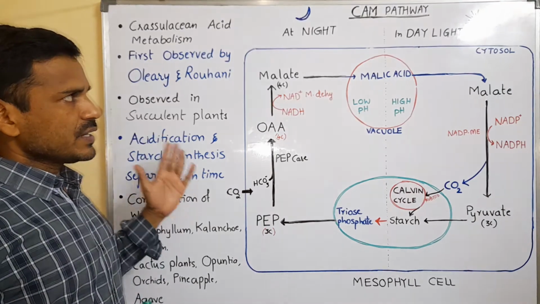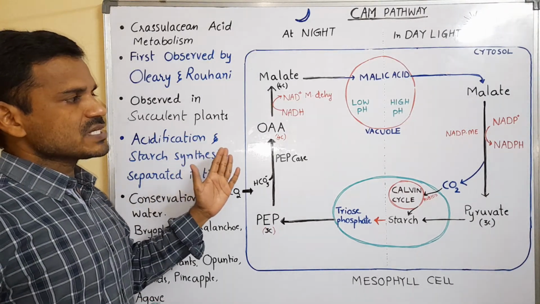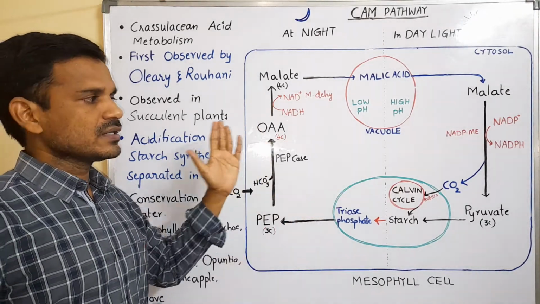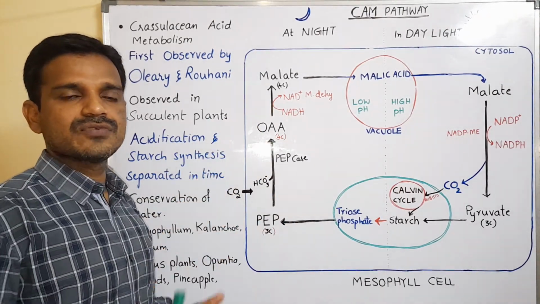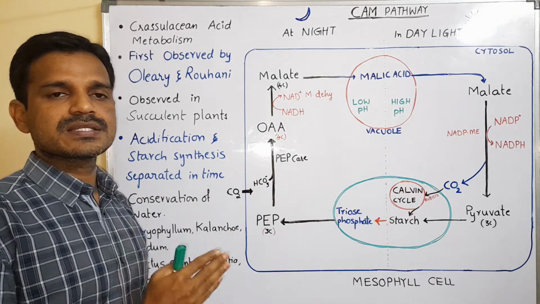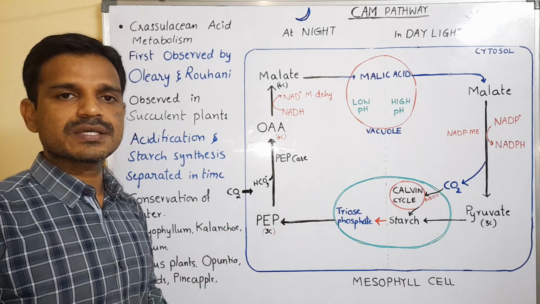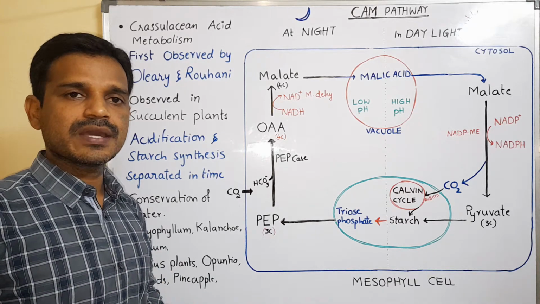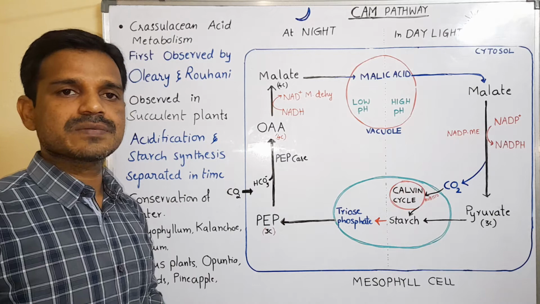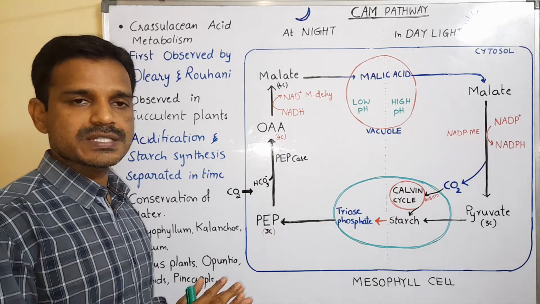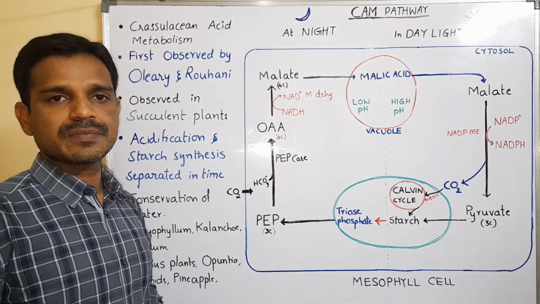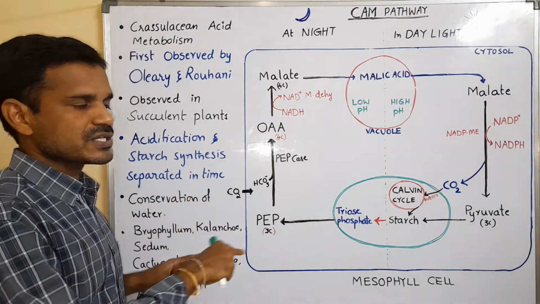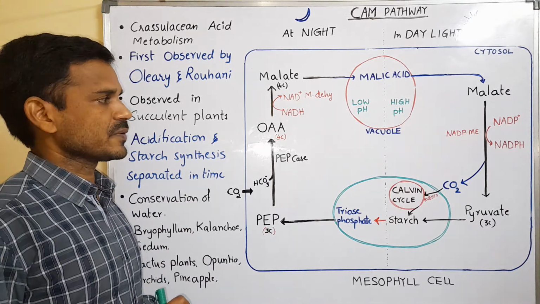So in the CAM pathway, the reactions take place in the night time and daytime. Here the reactions are the same as in C4 plants, but the difference is that in C4 plants the reactions take place in the mesophyll cell and bundle sheath cell. In C4 plants, Kranz anatomy and chloroplast dimorphism is present. But here there is no chloroplast dimorphism and no Kranz anatomy, only mesophyll cells are involved. So the complete reactions take place in the mesophyll cells only.